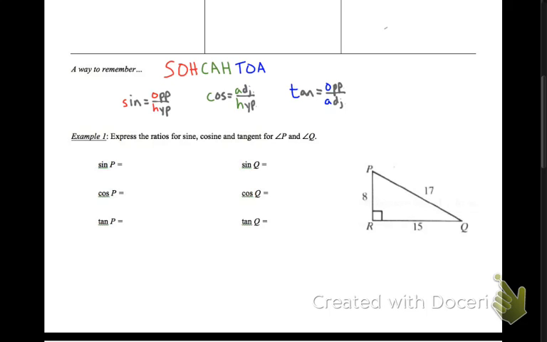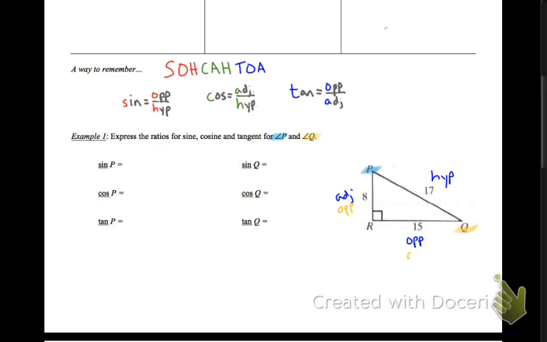So here's where this whole deal starts. I'm going to ask you to write these ratios. So example 1, what is the sine of P? Well, what is opposite of P? Sine is opposite over hypotenuse. So what side is opposite of the P? 15. What's adjacent to P? The 8. What's the hypotenuse?